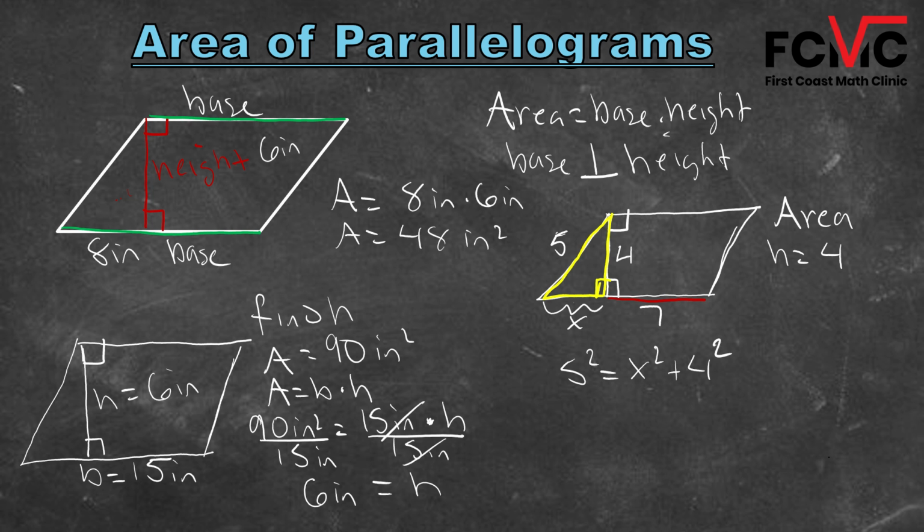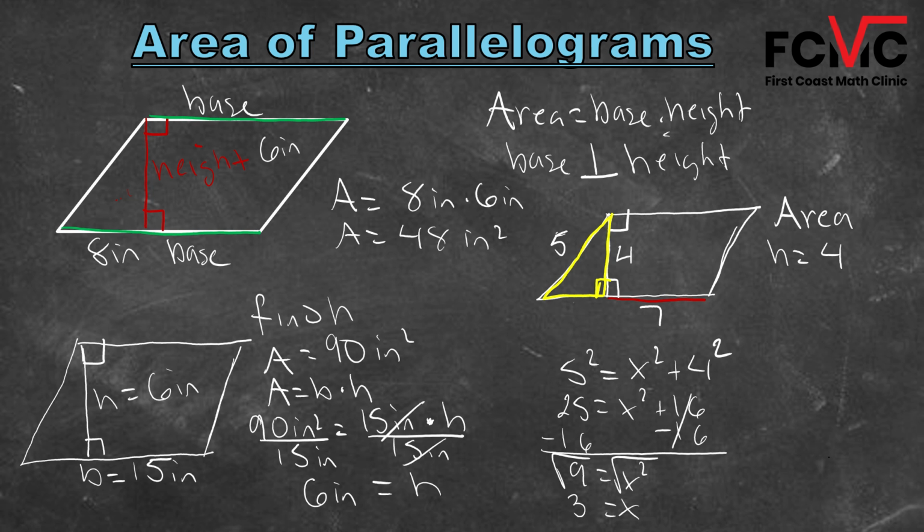So let's solve this. 5 squared is 25 equals x squared plus 16. Let's subtract 16. Subtract 16. We get 9 equals x squared. I take the square root and square root. Since it's a length, I want just the positive answer, so x is going to be 3. So this length is 3. So this entire length here is going to be 3 plus 7, or 10.